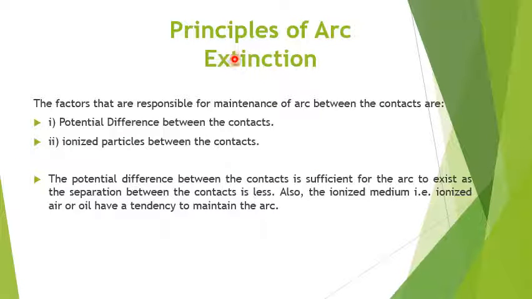Now, what is the principle of arc extinction? The factors that are responsible for the maintenance of the arc between the contacts are, first, the potential difference between the contacts, which is sufficient for the arc to exist as the separation between the contacts is very small. Second is the ionized particles between the contacts, that is, the ionized medium, which can be air or oil, has a tendency to maintain the arc.